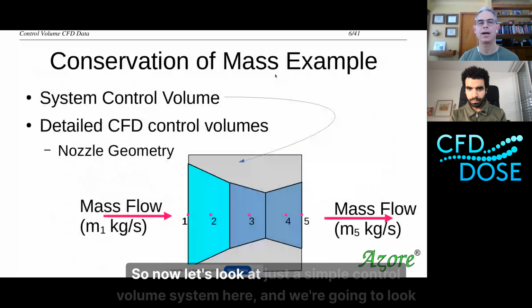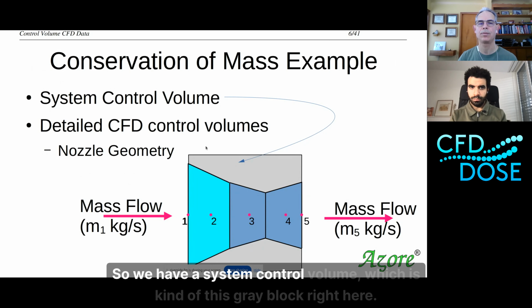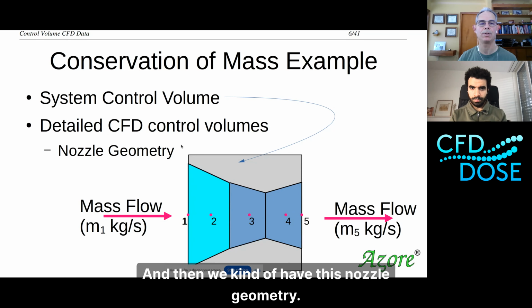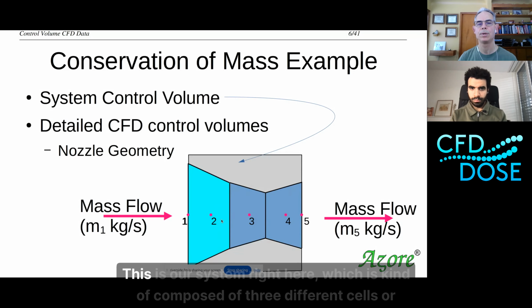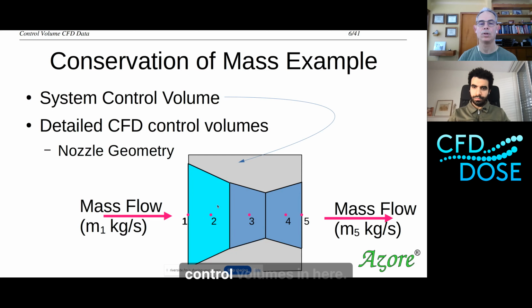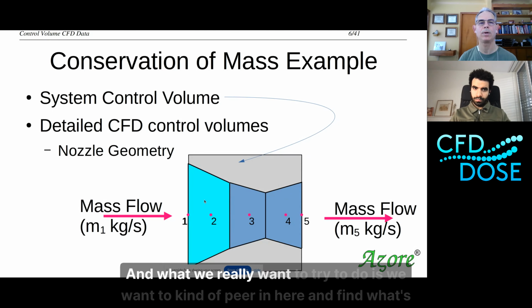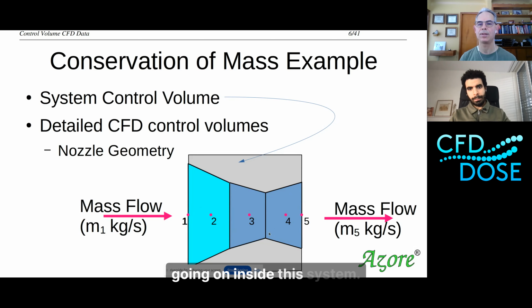So now let's look at just a simple control volume system here, and we're going to look at the conservation of mass. We have a system control volume, which is this gray block right here, and then we have this nozzle geometry. The flow is going to come in and get forced through. This is our system right here, which is composed of 3 different cells or control volumes. And what we really want to do is peer in here and find what's going on inside this system.